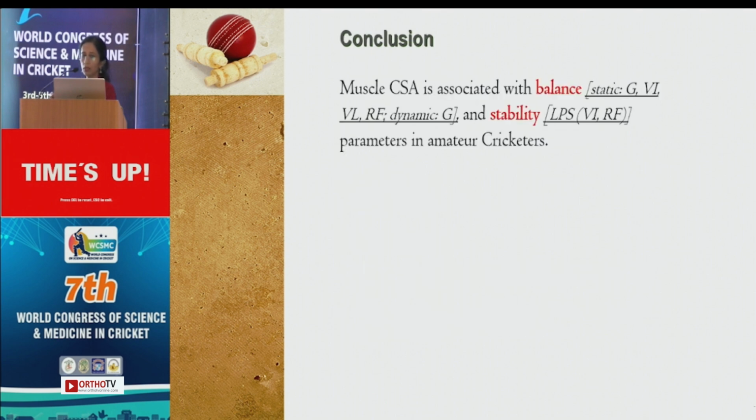So coming on to the conclusion, the balance and the stability both are related to the muscular cross-sectional area. The static ones are more with the gluteus medius and the entire quadriceps more or less. Dynamic is the one which has more to go with the gluteal muscles, gluteus medius. And the stability is with the quadriceps basically.